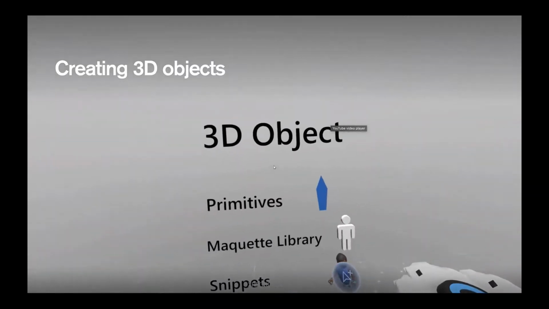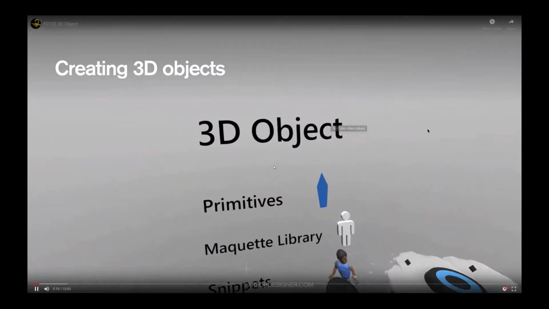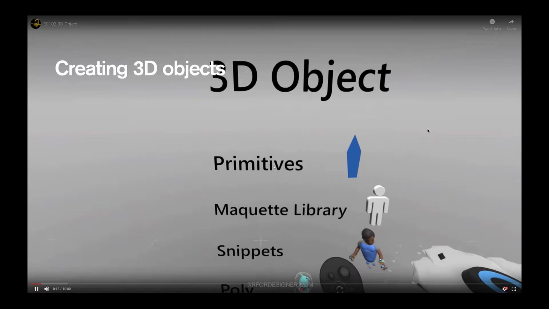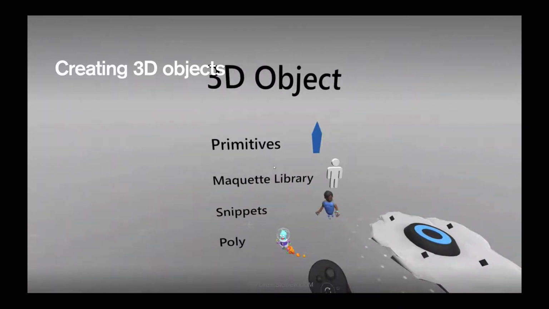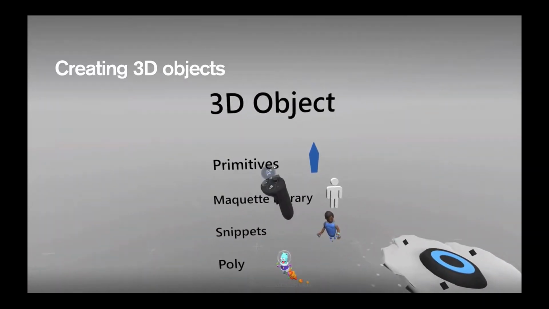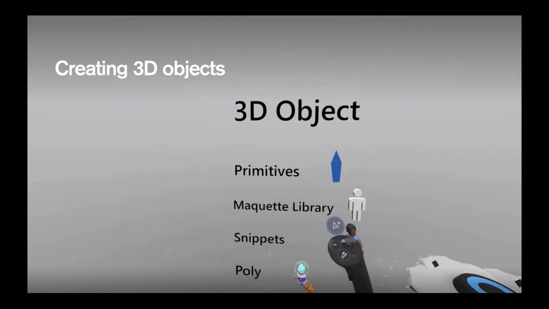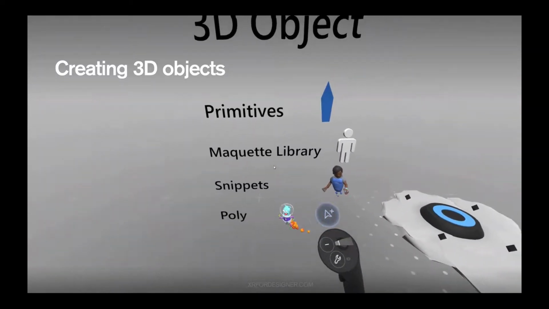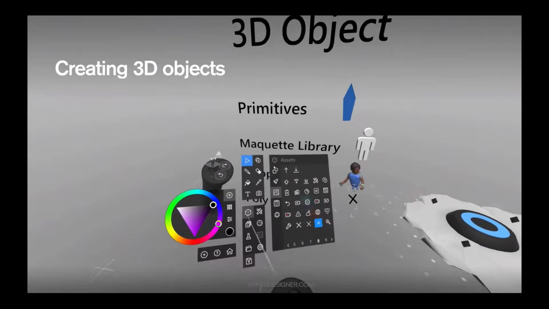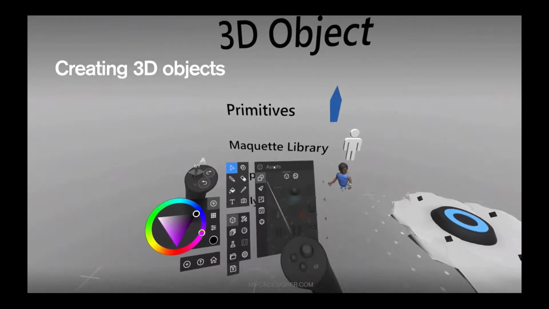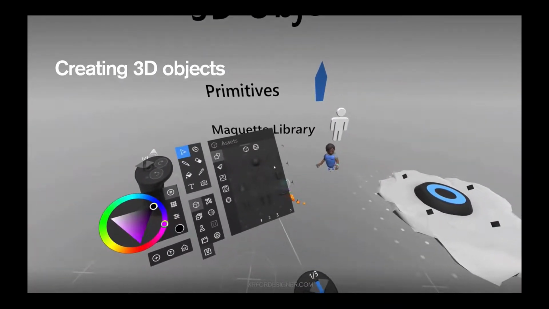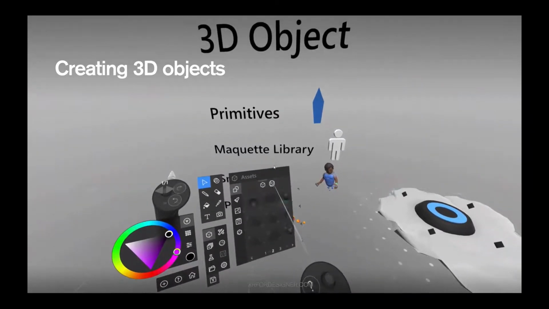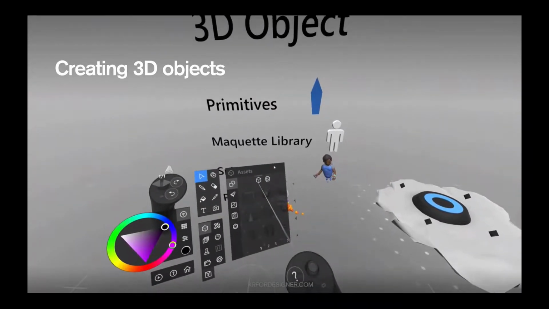So, in Maquette, what you think of as a 3D object normally consists of four things. You have primitives, things from the Maquette library, snippets, and also things from Google Poly. Let's go through them one by one. Primitives are things you can find in the first tab in the assets. You have complex primitives and simple primitives.